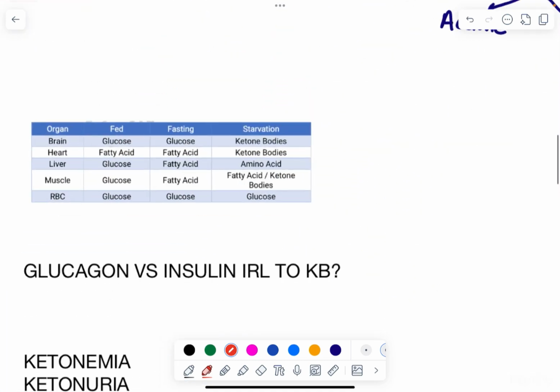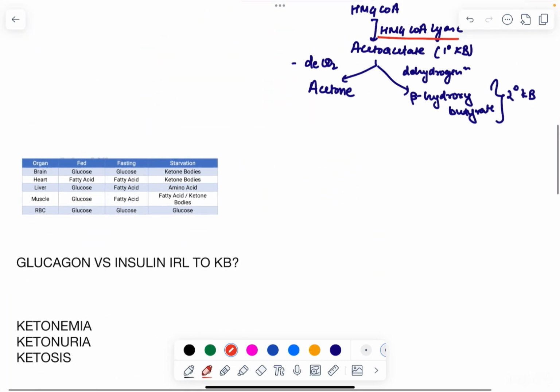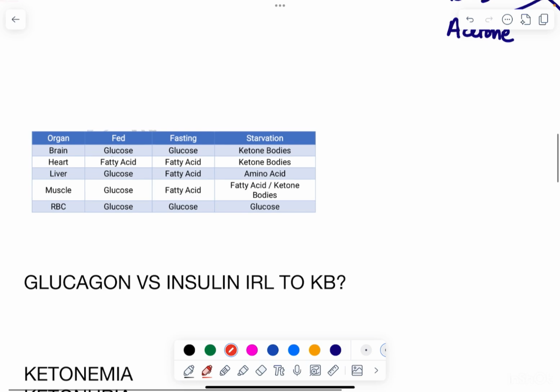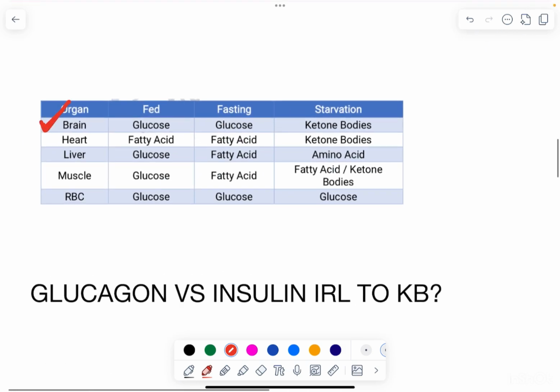Now, I will tell you two things that will not utilize ketone bodies. I already told you that liver and RBC do not utilize ketone bodies. So in starvation, they utilize amino acids and glucose. This is something you have to remember. Now, let's go through it one by one.